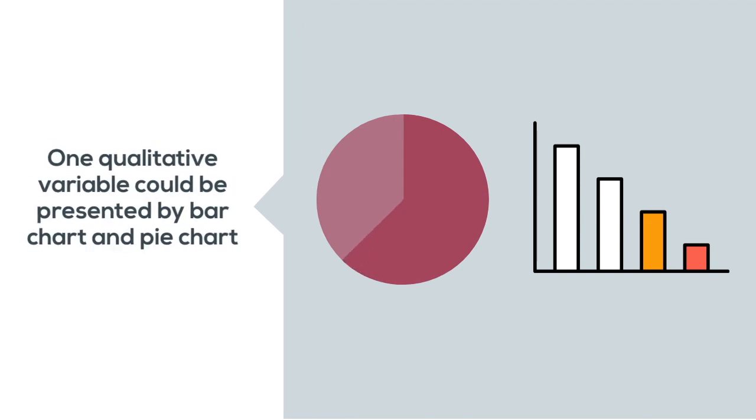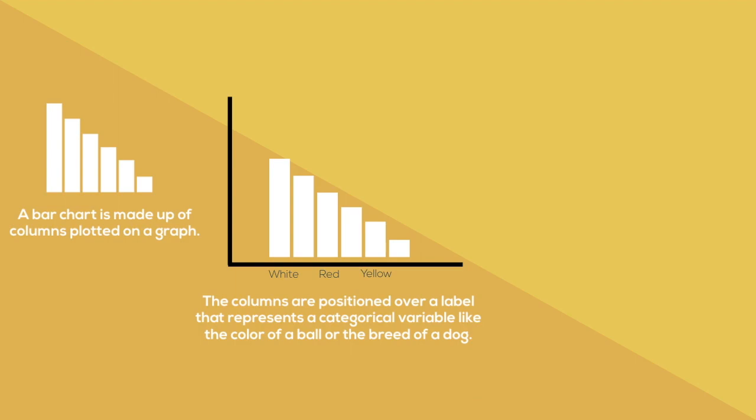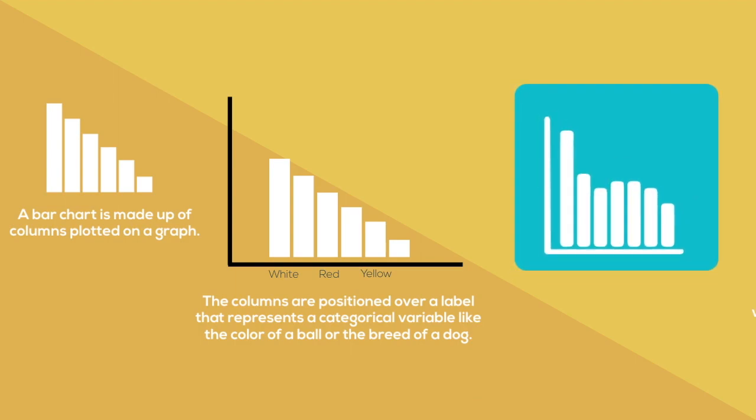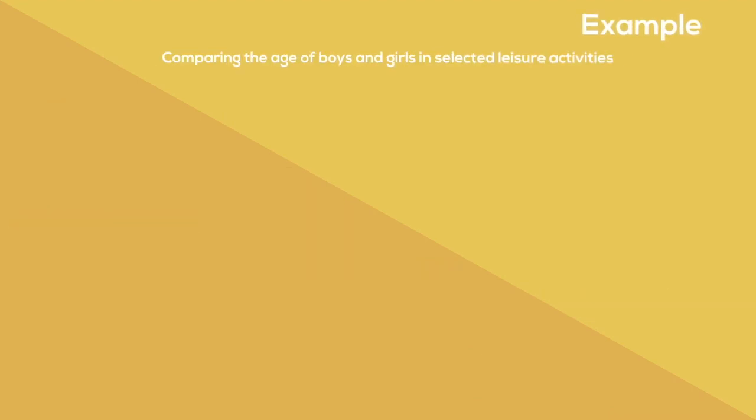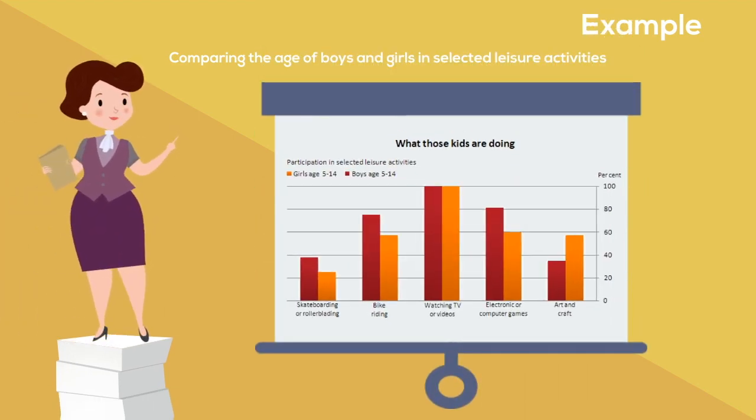Next, we look at how to graph qualitative variables. One way in which we can graphically represent this qualitative data is in the form of bar chart or pie chart. Now let's look at the bar chart. A bar chart is made of columns plotted on a graph. The columns are positioned over a label that represents a categorical variable, like the color of a ball or the breed of a dog. A bar chart is especially useful with comparing two sets of data. For example, comparing the age of boys and girls in selected leisure activities.